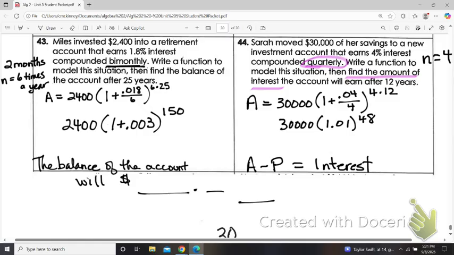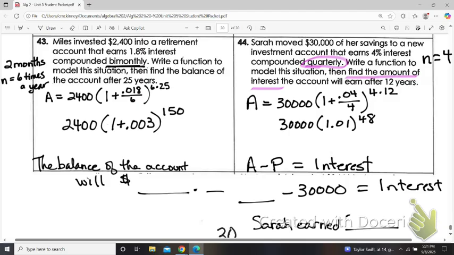So whatever this answer is, we're going to say blank, subtract 30,000 is going to equal the interest. The bigger number that you're going to get is the total amount in the account, not just the interest. So we could say Sarah earned blank dollars and cents in interest. Or you could say the interest is or would be or something similar to that.